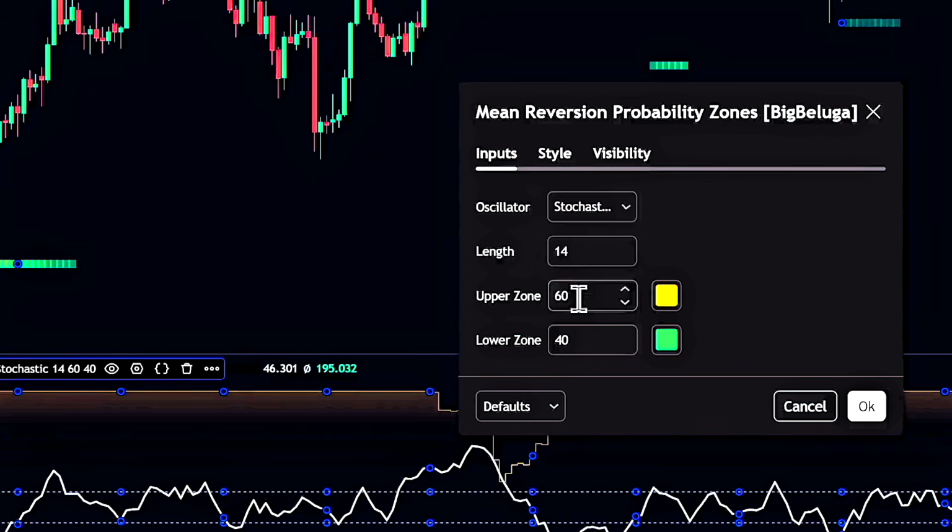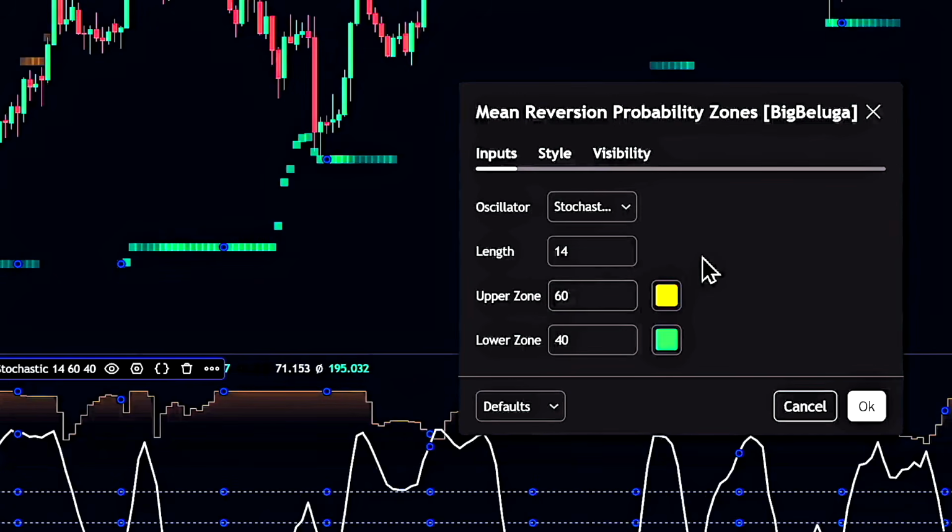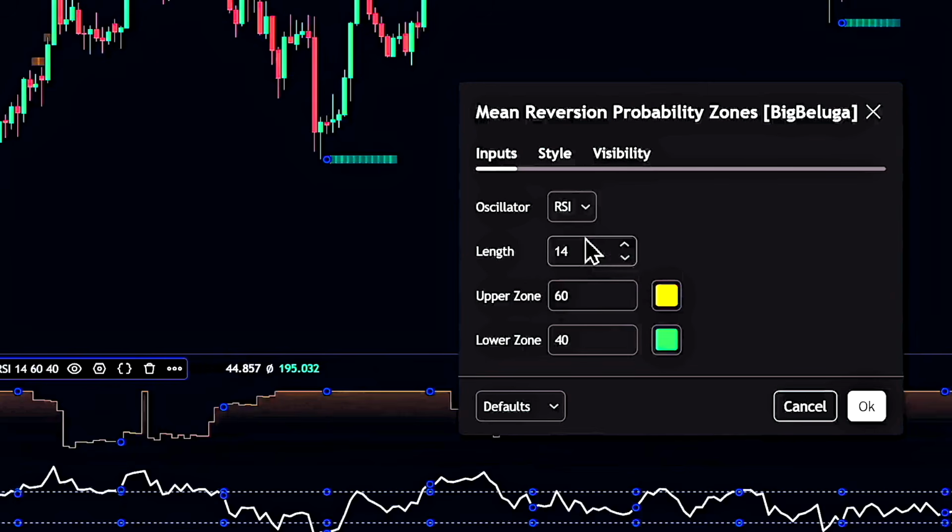Stochastic reacts faster and can work well on choppy, mean reverting markets. You're not locked into one choice. You can test each option on your market and pick what fits your eye best.